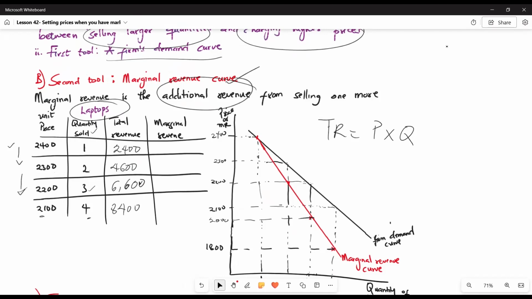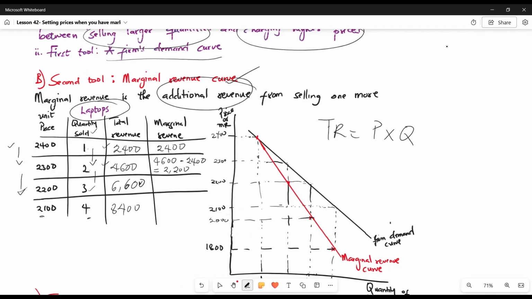Now, calculating the marginal revenue is simply the change in the total revenue as we sell one more unit. So when we're selling one unit, the marginal revenue is simply the total revenue, which is 2,400. When we sold one more unit, which increased the total quantity sold to 2, we have total revenue increasing from 2,400 to 4,600. So the marginal revenue is simply the total revenue from selling 2 units minus the total revenue from selling 1 unit. So the second unit sold brought in a marginal revenue of 2,200.